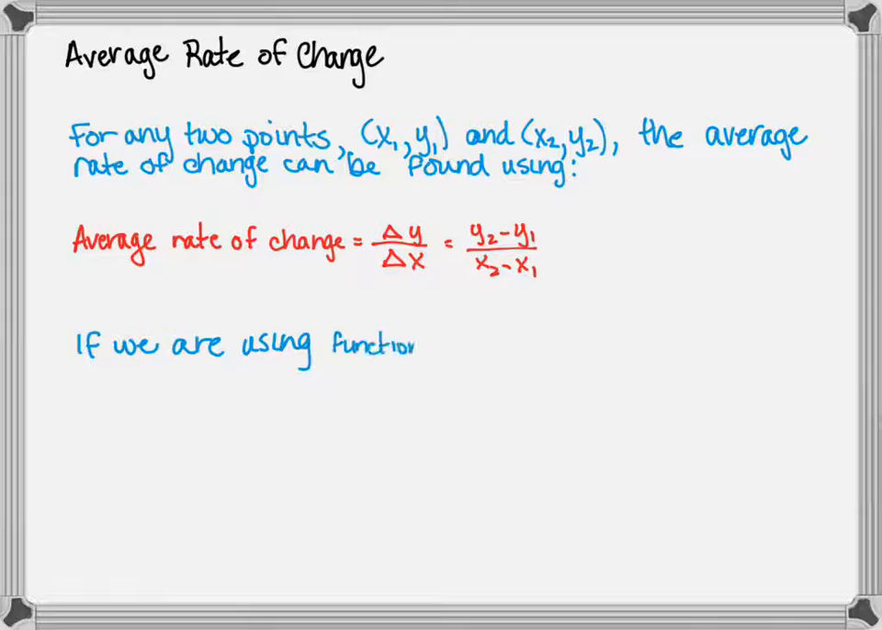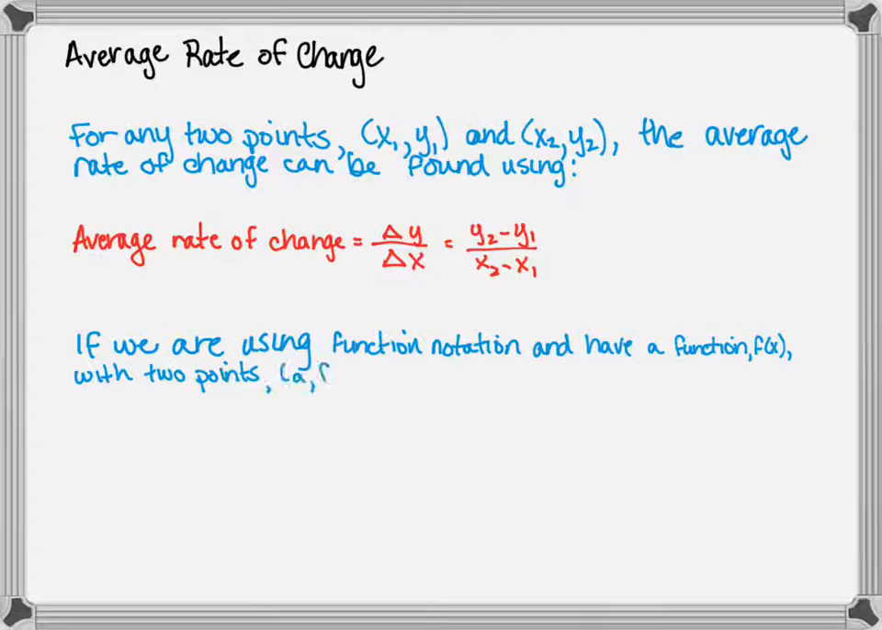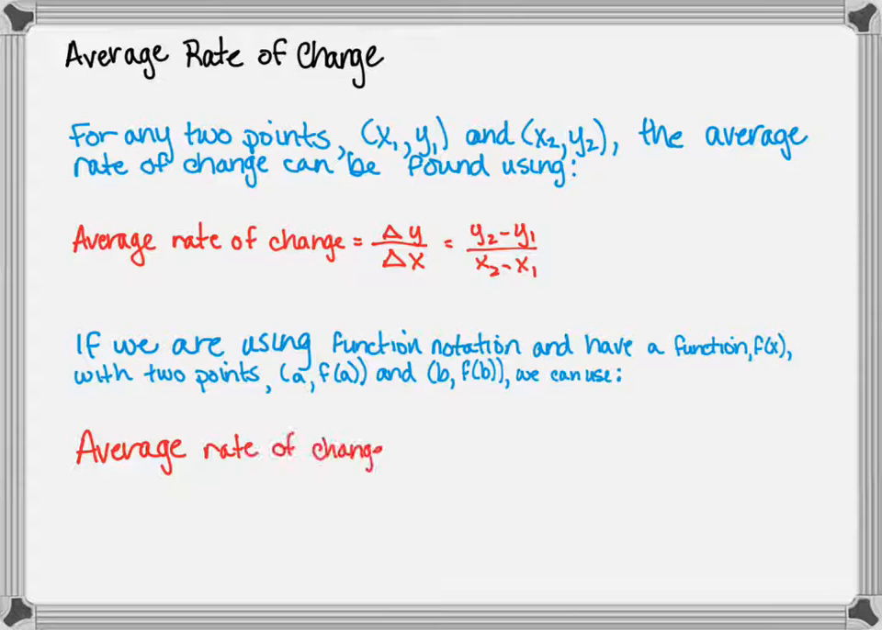If we are using function notation, and we have a function f of x, and 2 points on that function, a comma f of a, and b comma f of b, then we can use the formula that the average rate of change equals f of b minus f of a over b minus a. We're probably going to focus on that first equation.